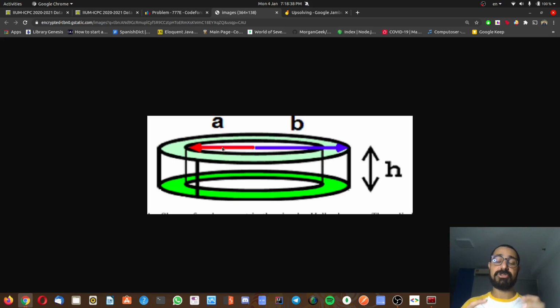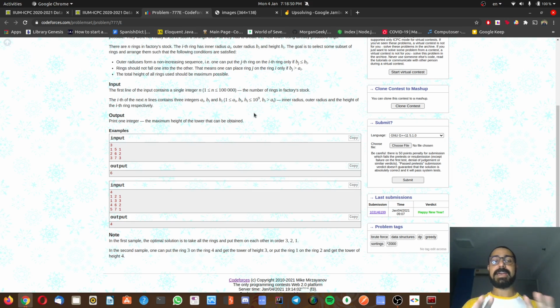So when I'm merging two rings with the same outer radius, I will take the minimum of the inner radius and sum up their heights. Then I have a set of rings that all have unique outer radius values. How can we get the maximum total height of a tower that we can obtain?